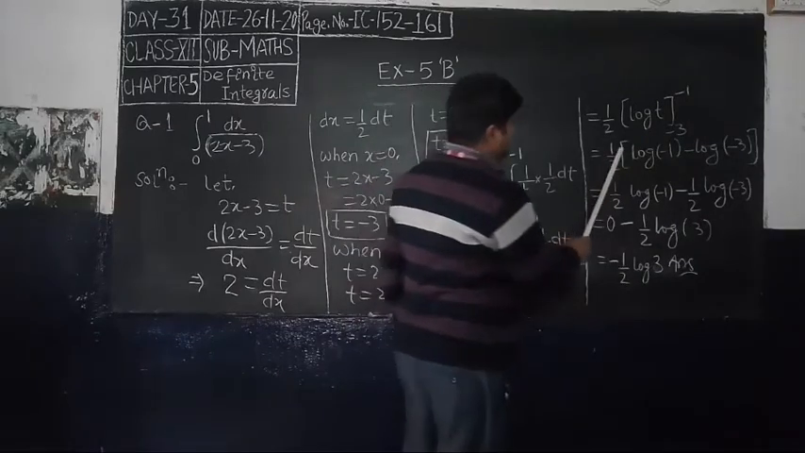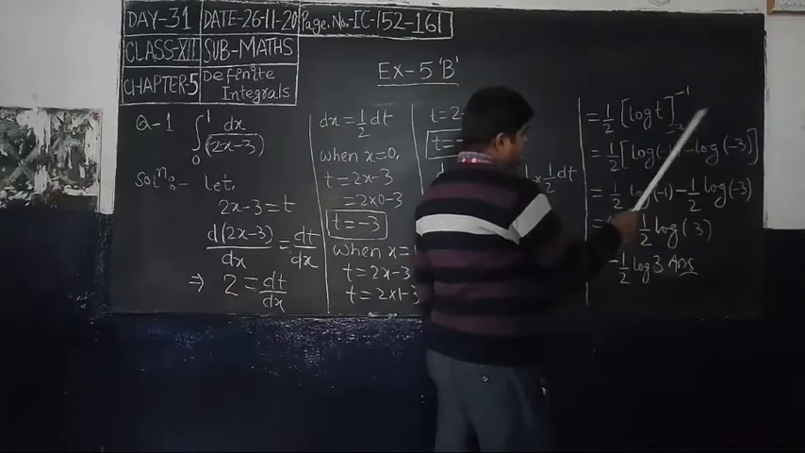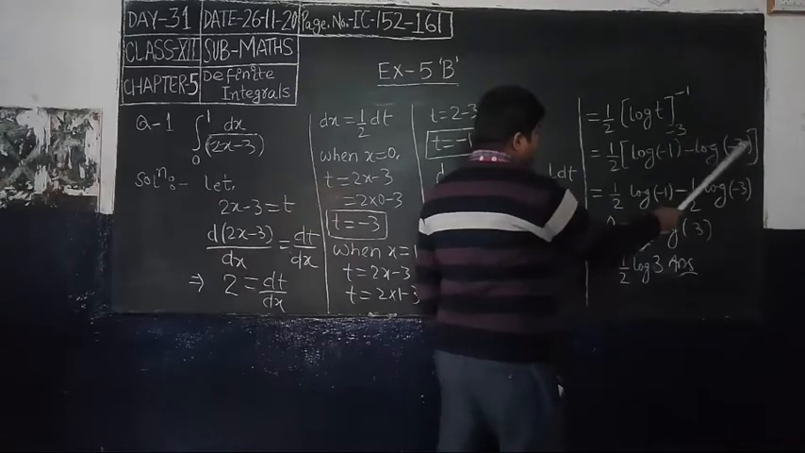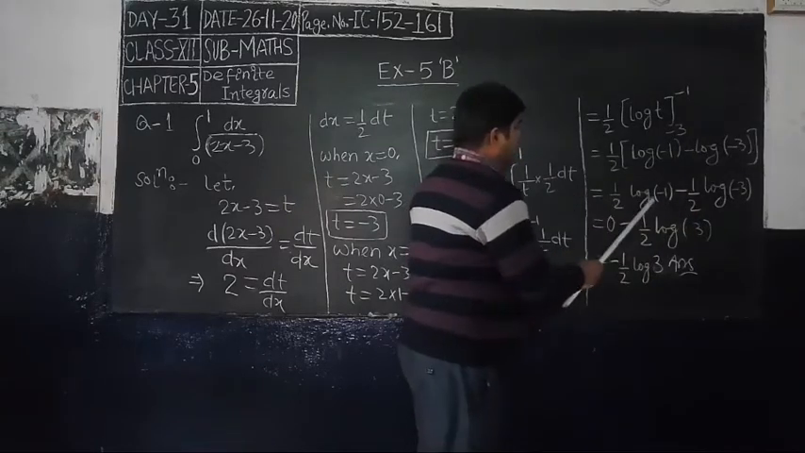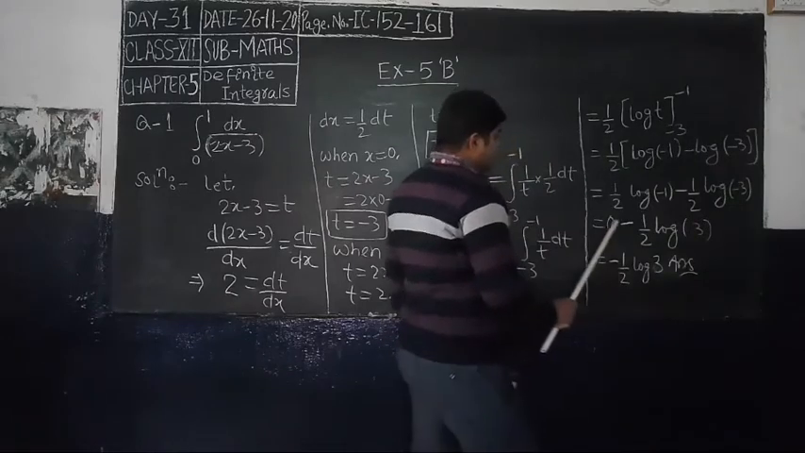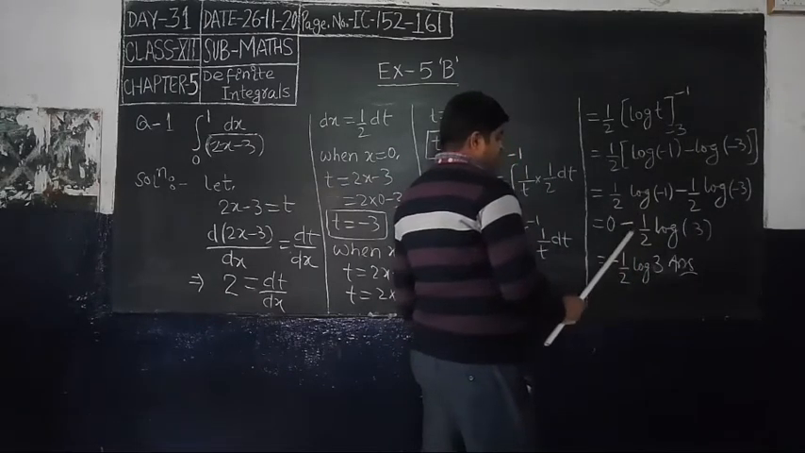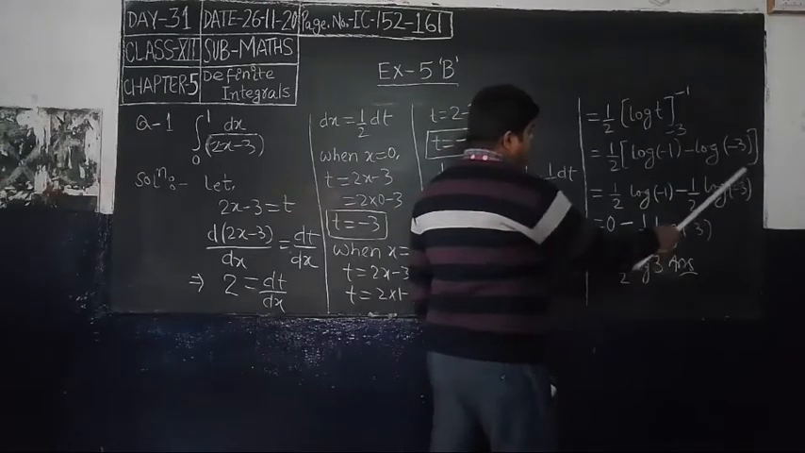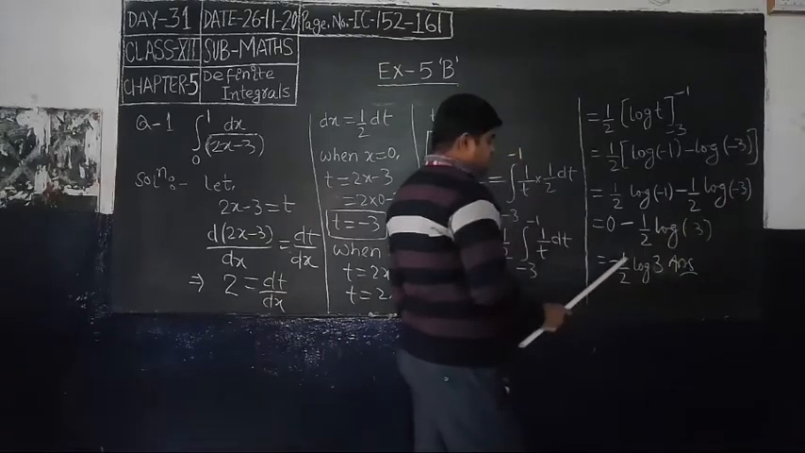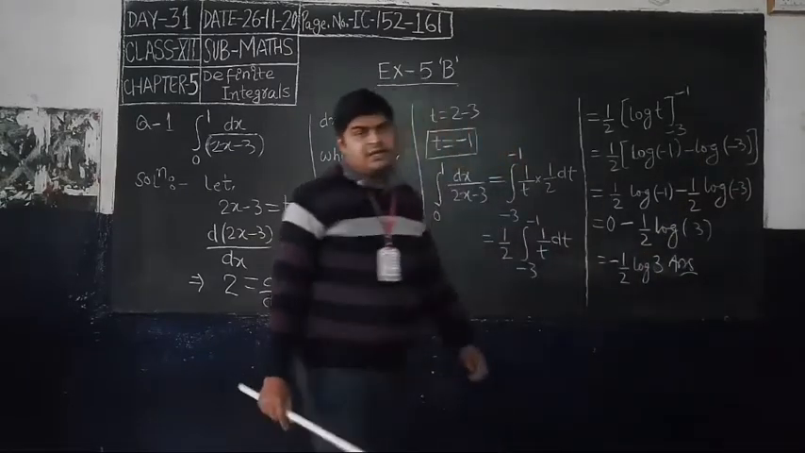Now put the value: half log of upper limit -1 minus half log of lower limit -3. This becomes 0, you know log 1 or -1 is equal to 0. Minus half log, and log never comes in negative form, so you will write here log 3. So your answer is -1 by 2 log 3. This is your final answer.